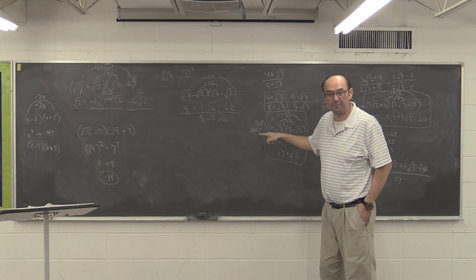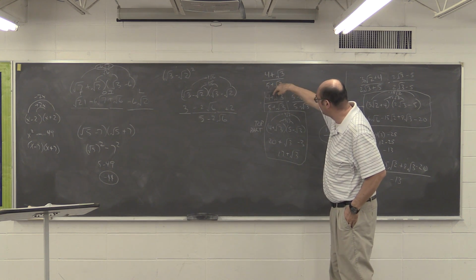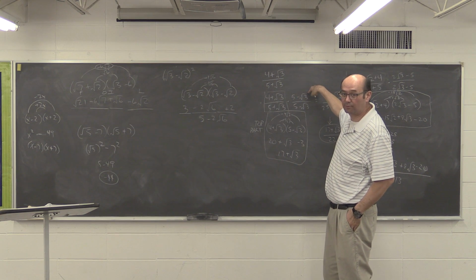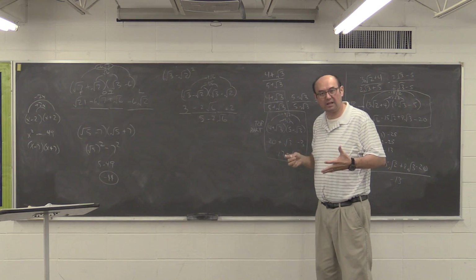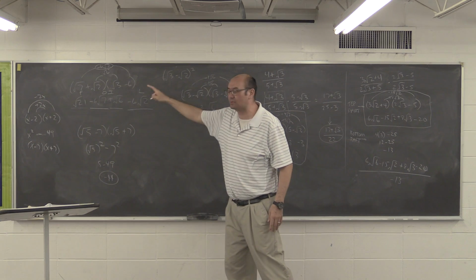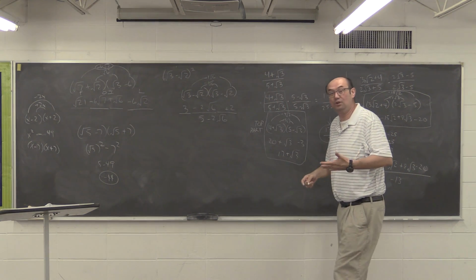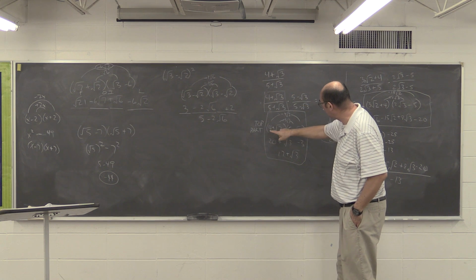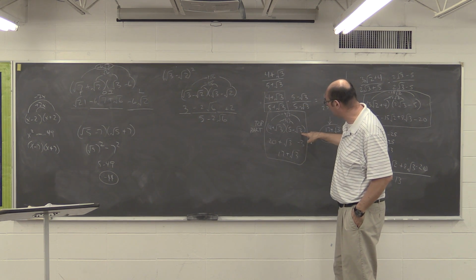This here is the top part, all right? So 4 plus the square root of 3 times 5 minus the square root of 3 is essentially like two binomials. We did these right here, and we basically use FOIL. So that's what we did here. So take a look at what we did. All right? 4 plus square root of 3, 5 minus square root of 3.